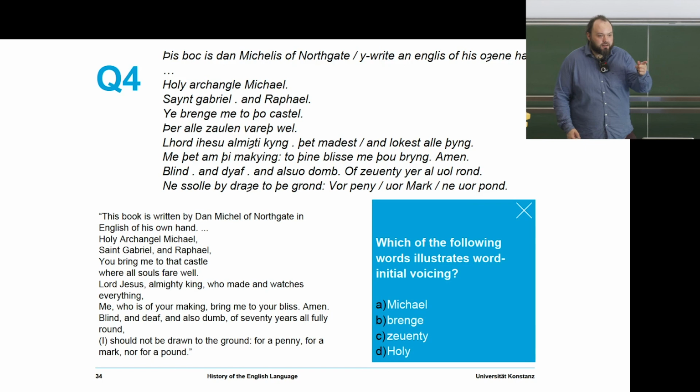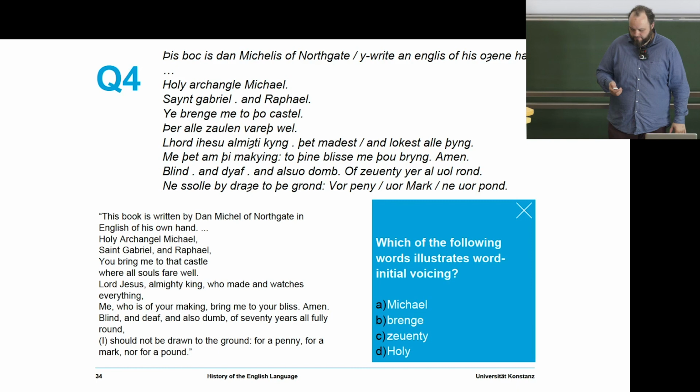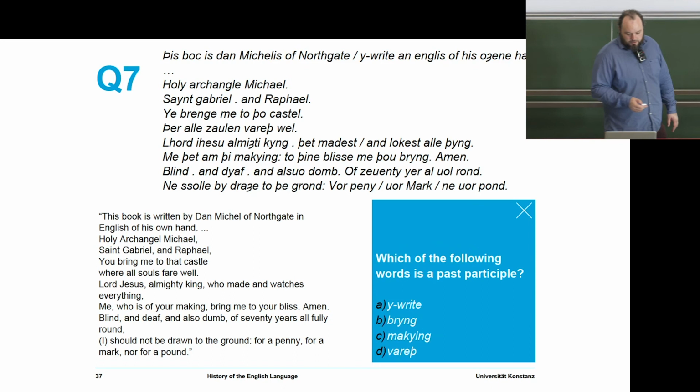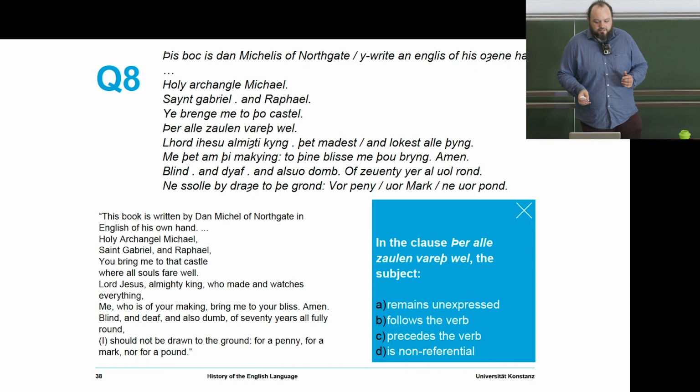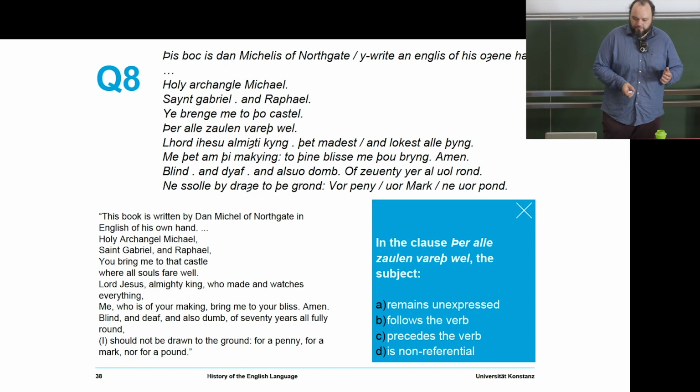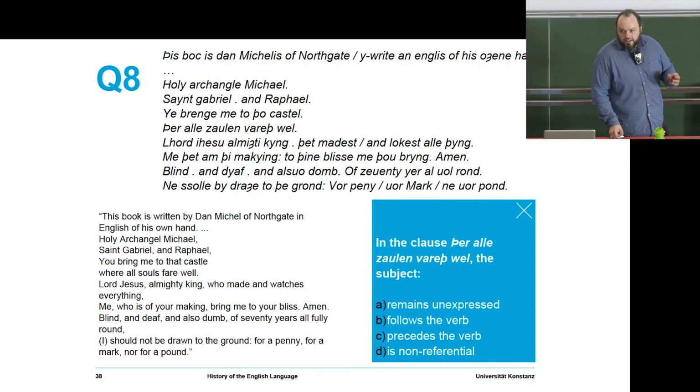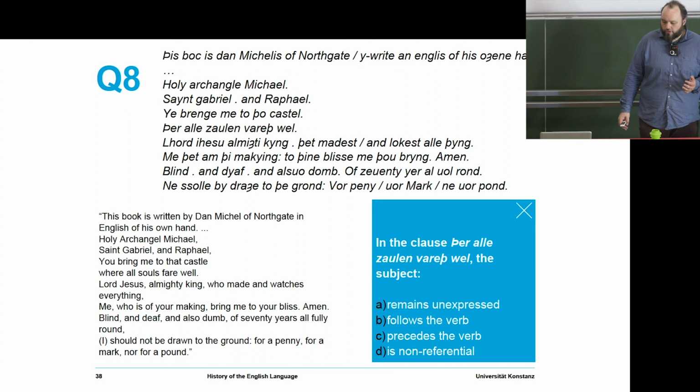So 70 is the right answer. And if you're smart, you'll already be thinking, that might tell us something about where this text comes from. So we've got the clause, "Fer alle Seelen wahret well," where all souls fare well. What's the subject doing in this sentence? Does it A, remain unexpressed, B, follow the verb, C, precede the verb, or is it D, non-referential?